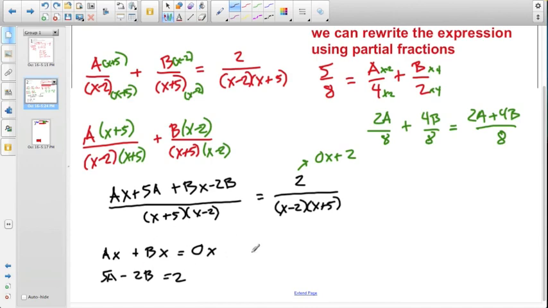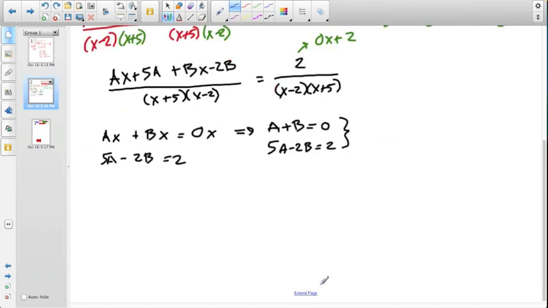And so looking at this top expression, that is really just saying a plus b equals 0. And then we have 5a minus 2b equals 2. So we have a system here, 2 equations, 2 unknowns. And however you want to solve that system is up to you. We can graph it, we could substitute, we could eliminate. I'm going to go ahead and do elimination.